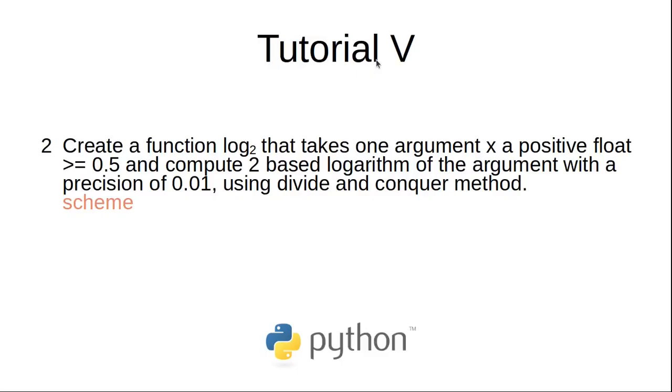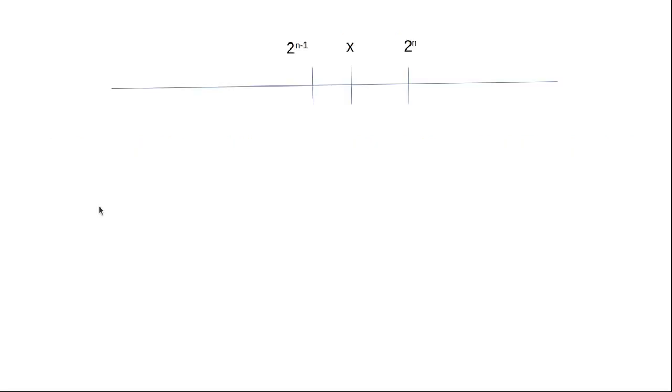Second question. Create a function log2 that takes one argument, x, a positive float greater than or equal to 0.5, and compute the two-based logarithm of the argument with a precision of 0.01 using the divide and conquer method. First, let me explain the scheme. First of all, we have to find an integer n for which 2 to the power n is greater than x and 2 to the power n minus 1 is less than x.